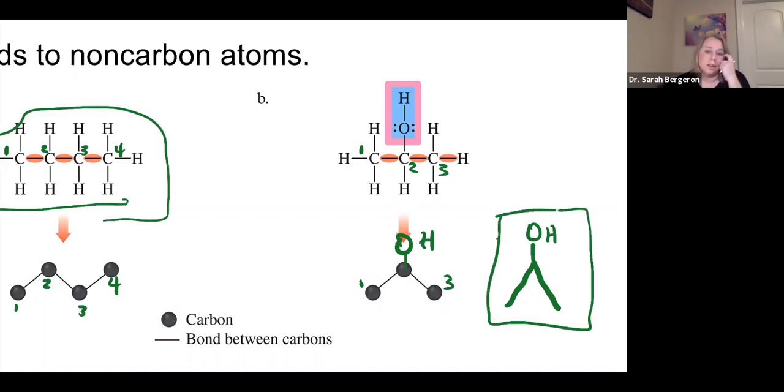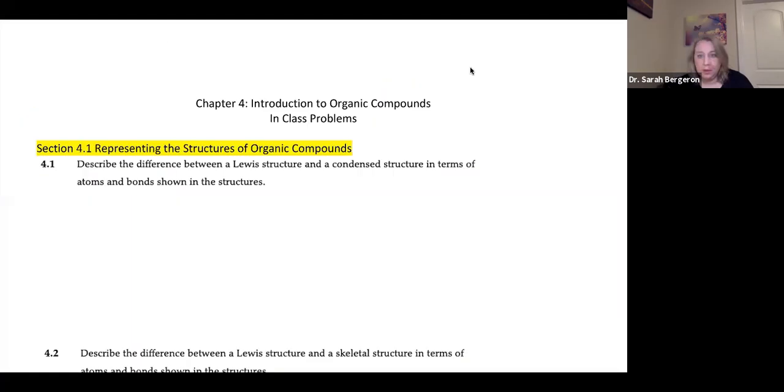So let's go ahead and do some other problems. Let me pause this and I'm going to switch. Okay, so here are the in-class problems. I tried to space them out a little bit more and give us a little more room to work. So hopefully it won't be so crammed in this chapter.